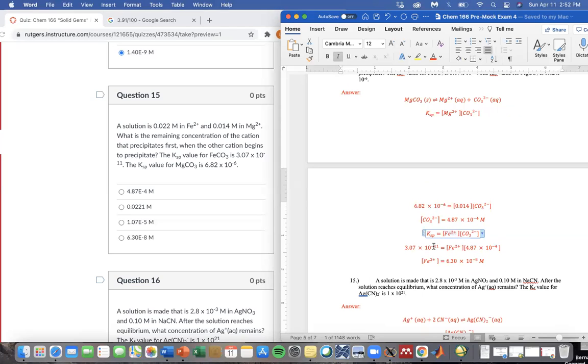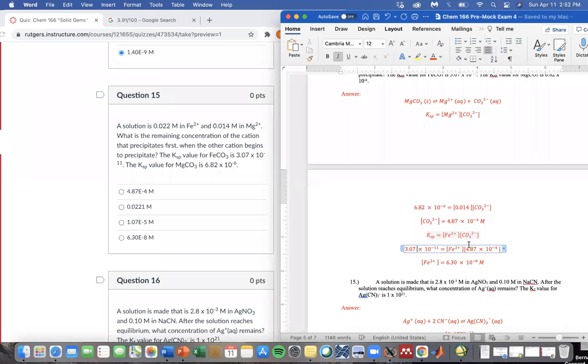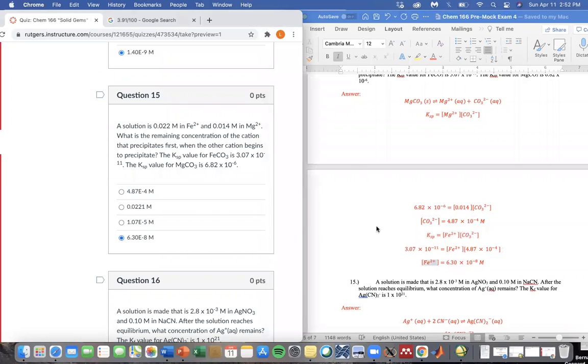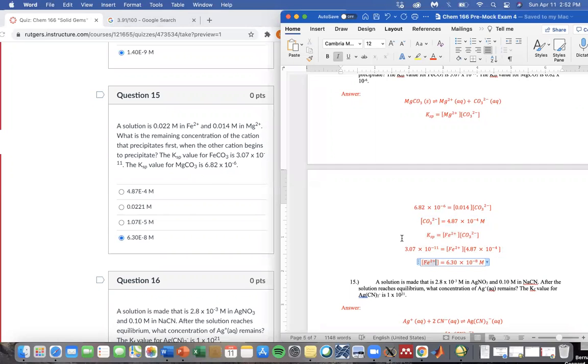And so in order to solve for it, we would just have to divide the KSP value of FeCO3 by the concentration of CO3 2 minus that we just solved for in the previous part of this problem, which is 4.87 times 10 to the negative 4th. And so when you solve for the concentration of Fe2 plus remaining, it's only 6.3 times 10 to the negative 8th molar. So it would be this one. Are there any questions about that?